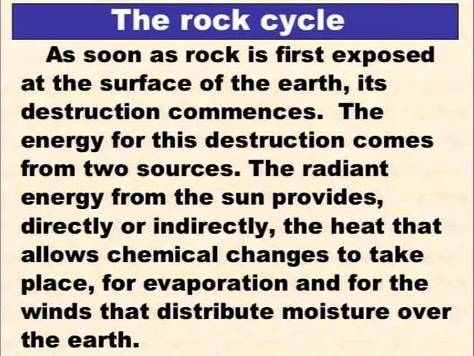The energy for this destruction comes from 2 sources, and the 2 sources are: 1, the radiant energy from the sun, which provides directly or indirectly the heat that allows chemical changes to take place, for processes such as evaporation, and for the winds that may distribute moisture over the Earth's surface, and etc. So one of the important sources of energy, which allows also for the many processes that take place on the surface to occur in the formation of the rocks, is the radiant energy from the sun. With the sun, a lot of processes can take place.